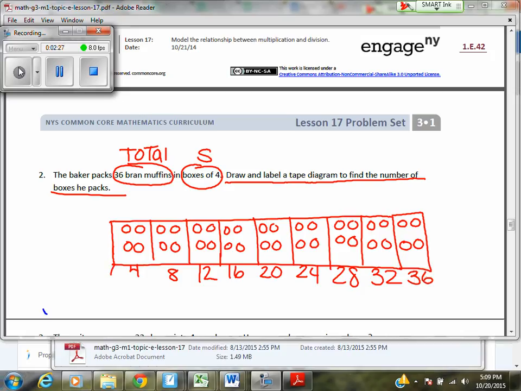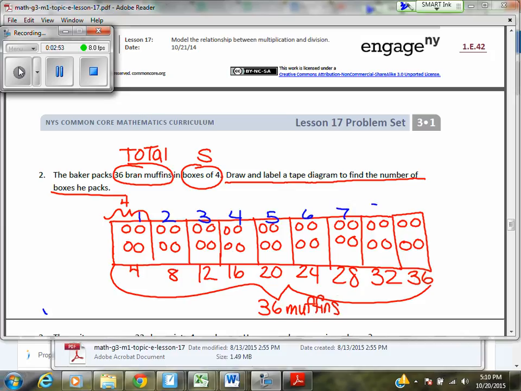So what do I know? I know that my whole thing is worth 36, and those are my muffins. There are 36 total muffins. It told me that up here. And I know that in each box there are 4 muffins. What I don't know is how many boxes I need. So I'm going to go ahead and count how many boxes I had to make around my groups of 4. So there's 1, 2, 3, 4, 5, 6, 7, 8, and 9. So I have 9 total boxes here. That's the number of my groups.